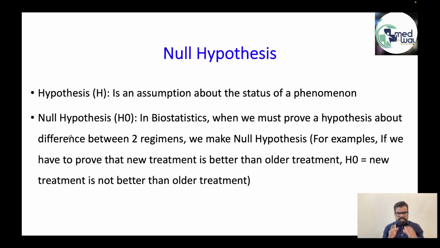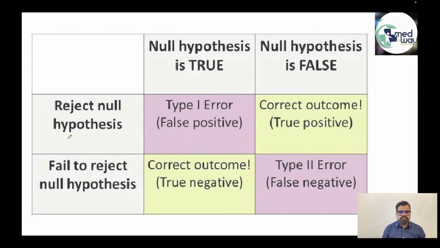Now try to understand null hypothesis and alternate hypothesis. It's very easy. Hypothesis, you make an assumption. It can be true, it cannot be true. Null hypothesis says that there is no significant difference, there is no relationship, there is no association. Alternate hypothesis means yes, there is a significant difference, there is an association. This is the difference. Now I'll show you a 2 by 2 table, and try to understand.